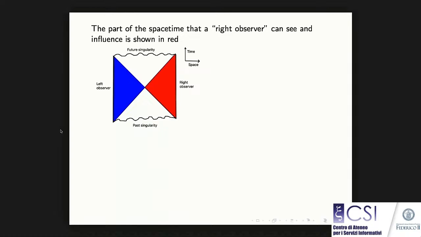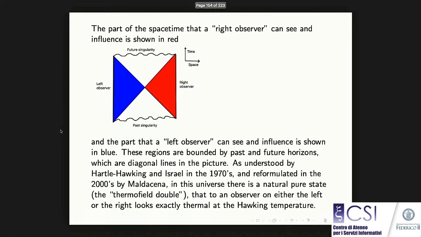And the idea of black hole thermodynamics is that this isn't just an analogy, but in some sense it's the same thing. So maybe in one of the later lectures we'll explain that the natural state of this two-sided universe looks purely thermal to one observer or the other. As understood by Hartle-Hawking and Israel in the 70s and reformulated later, in this universe there's a natural pure state called the thermofield double that to an observer on either the left or right looks exactly thermal at the Hawking temperature. I think I will describe that statement in a later lecture.